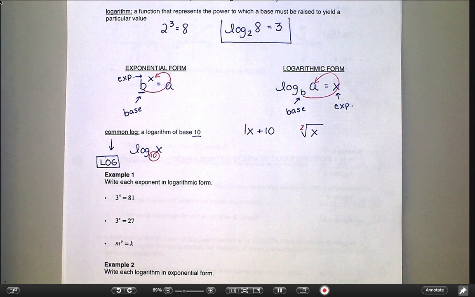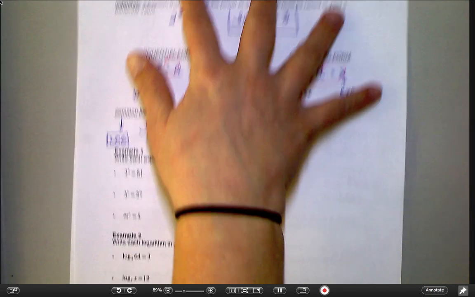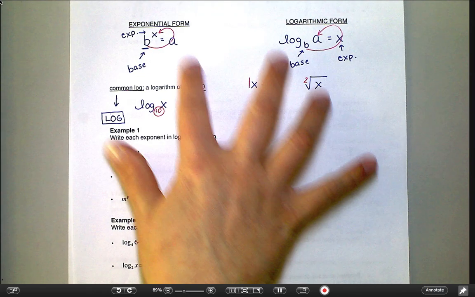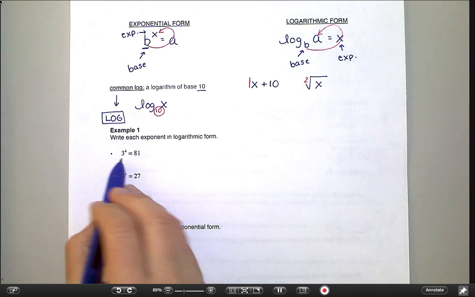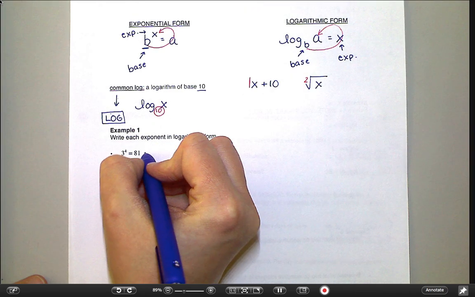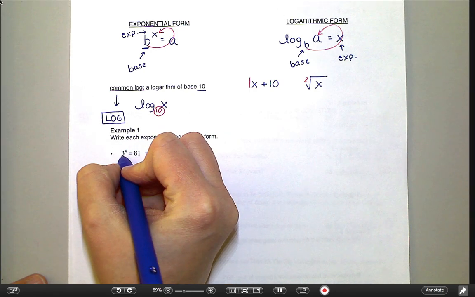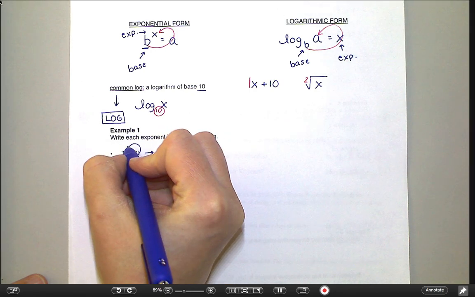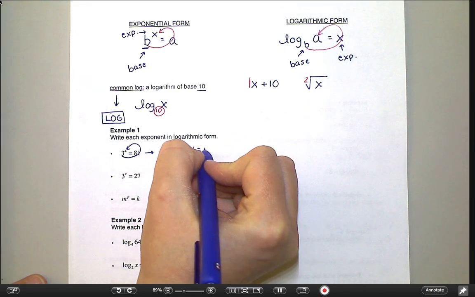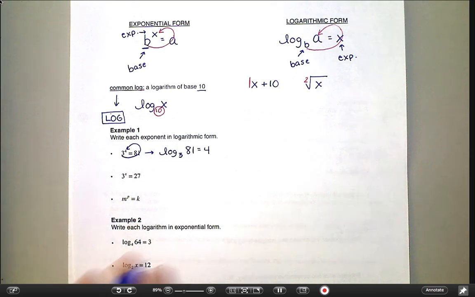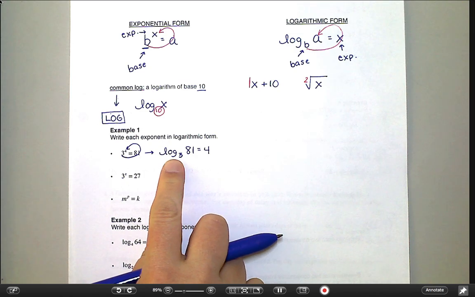Okay, so we're just going to try a couple of these, and we're just going to try rewriting them in the other form. So basically what we were talking about up here with these two things. Can we go back and forth between the two? So when I have 3 to the 4th equals 81, I would rewrite that as log base 3 of 81 equals 4. Make sure you're trying to be pretty neat when you do this. You do want to make sure your base is set down below the log a little bit.